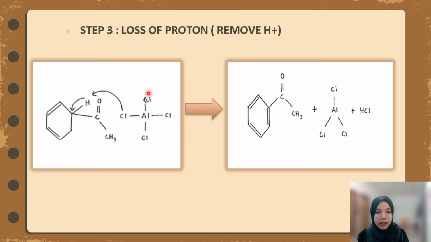Next, step 3, loss of proton, which is removing hydrogen. So here the chlorine of aluminum tetrachloride attaches to the H plus from the C here. So it will produce a double bond here, plus aluminum chloride plus HCl. The H here is removed.